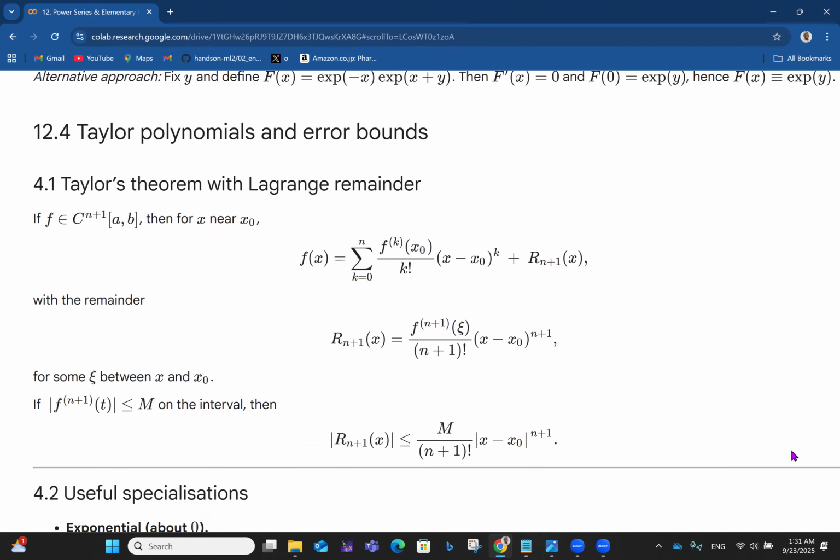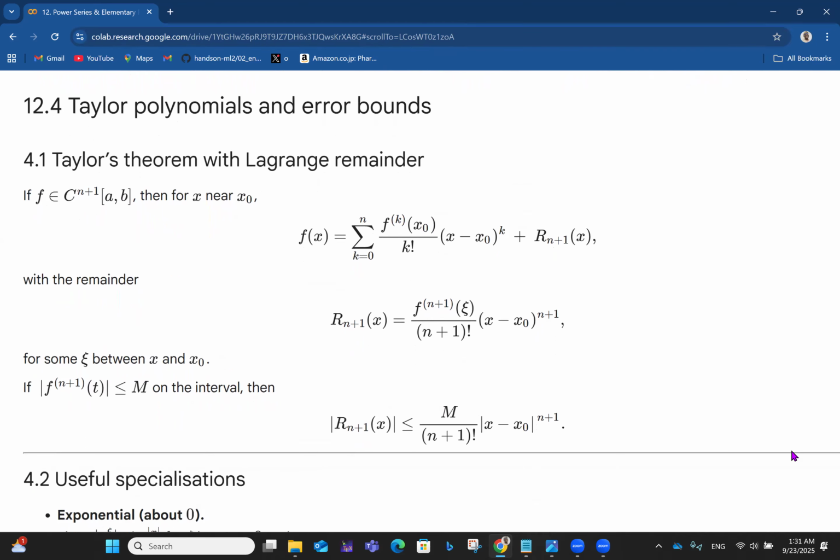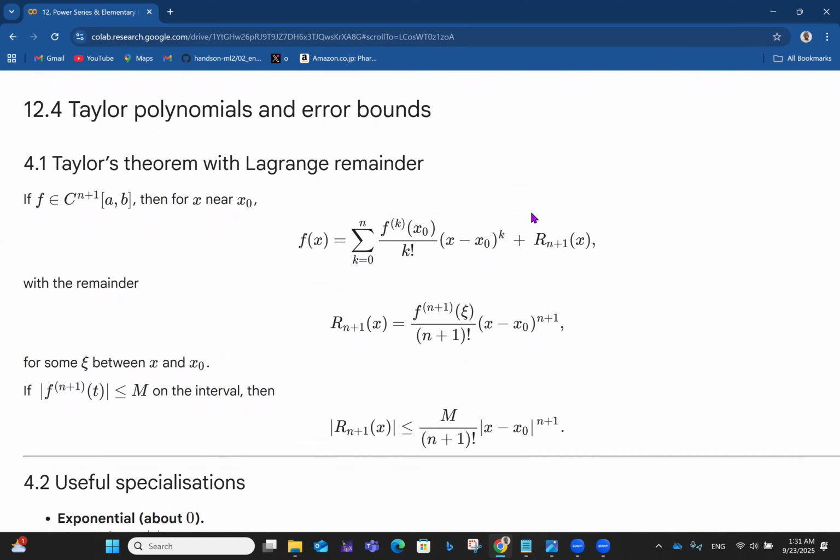And then we talk about Taylor polynomials and error bounds. Okay, Taylor's theorem with Lagrange remainder. If f belongs to C raised to n plus 1, that is telling us the function is n plus 1 times differentiable, it can be differentiated n plus 1 times, over the closed interval [a, b].